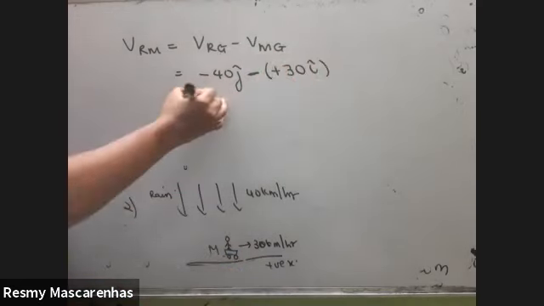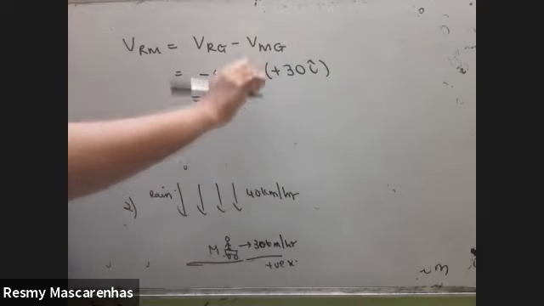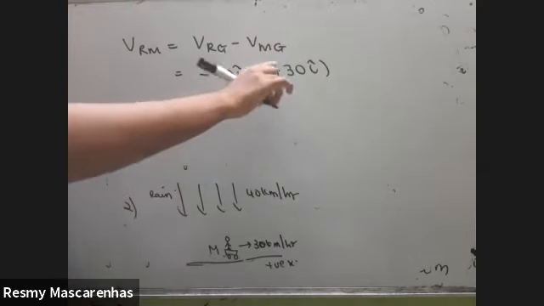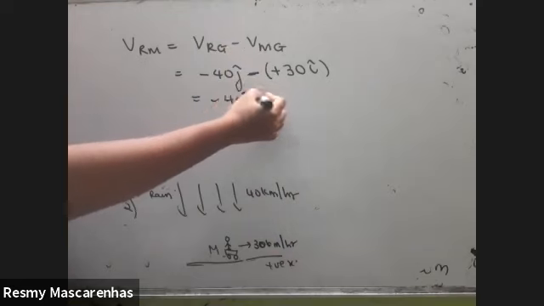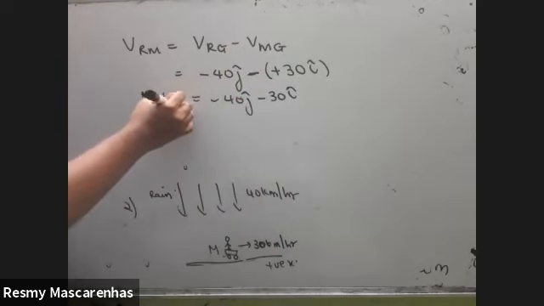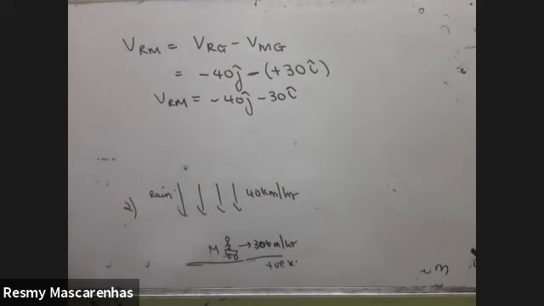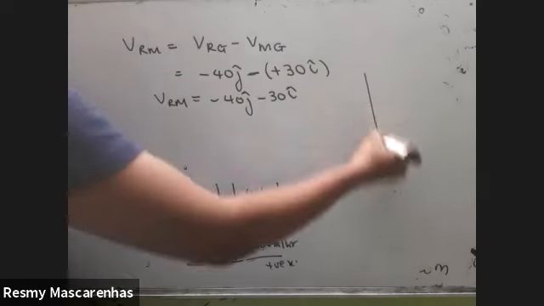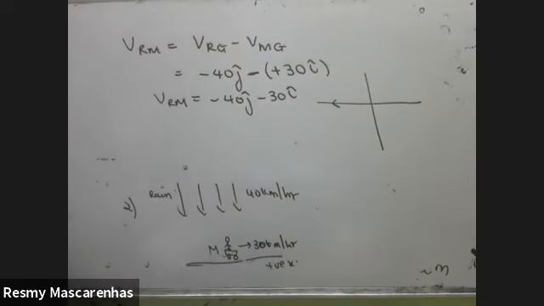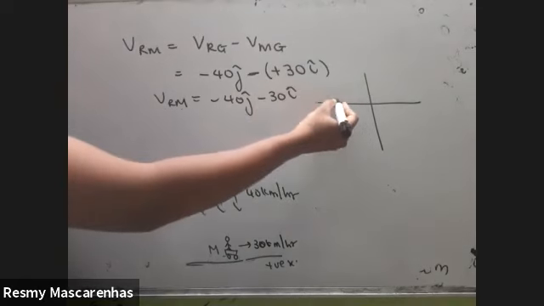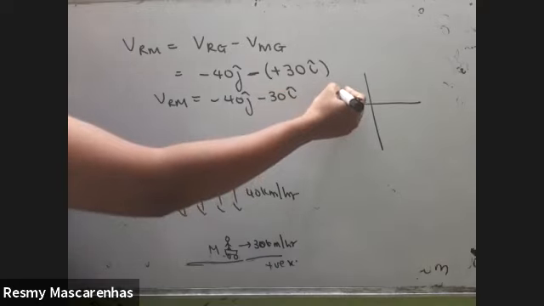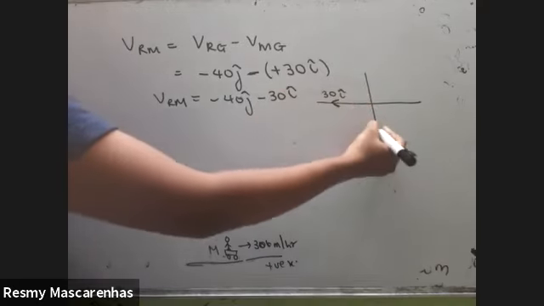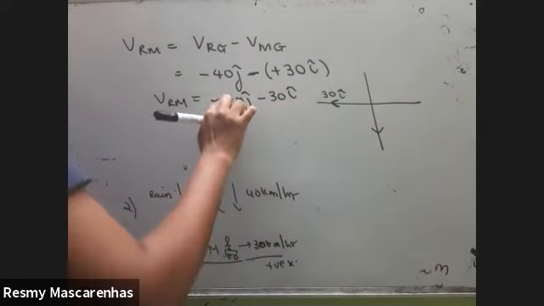But minus into plus will give me a minus. That's why I'm writing it like this, because later you will not know why I used that minus. You may think I used minus for this fellow. It's not, it's already plus, but because of the formula it will become minus. So this is your velocity of rain with respect to man. So we'll plot it on this diagram. So minus 30 means this side, and minus 40 means on the negative y.